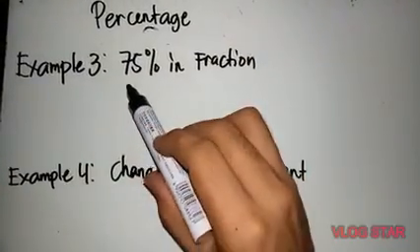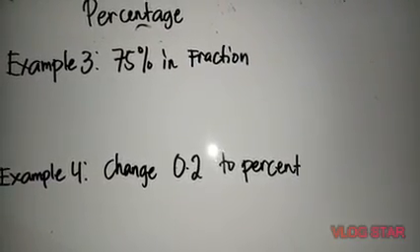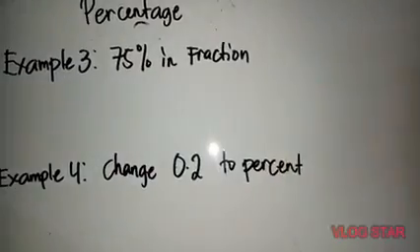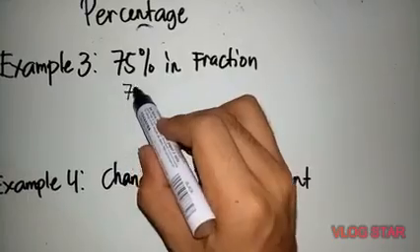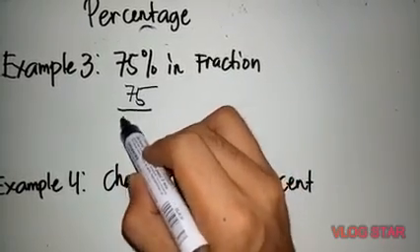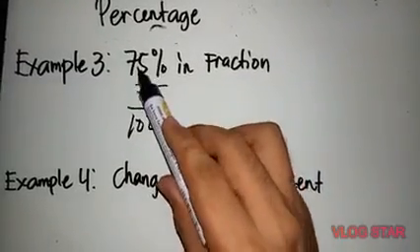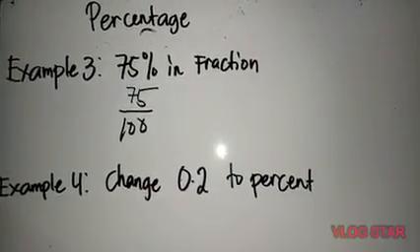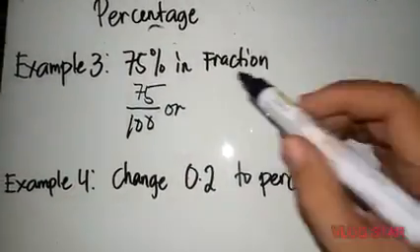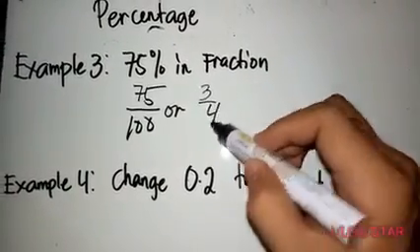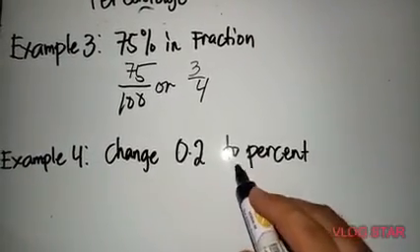Next example is 75% in fraction. The first thing that we're going to do is to write this as a decimal fraction. Since this is 75%, then write 75 over 100, because when you write this in percentage, you will just get 75%. Or we can simplify this one by 25, making it 3/4.